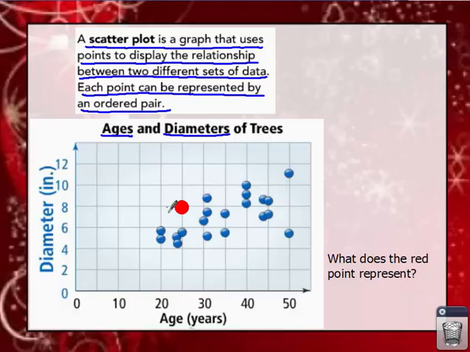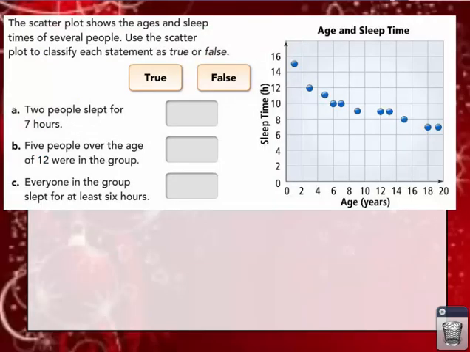So if we look at this one red dot right here, this red dot represents a tree that's 25 years old, and that tree is 8 inches in diameter. So it looks kind of like as the tree gets older, it gets bigger. Okay, so let's continue to talk about scatter plots then. Let's see if we can answer a few questions here about some scatter plots, just to see if you understand what's going on.